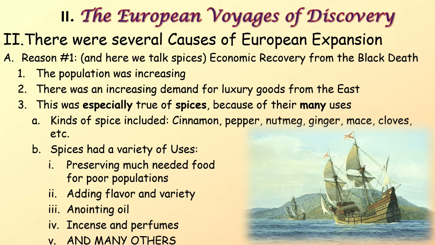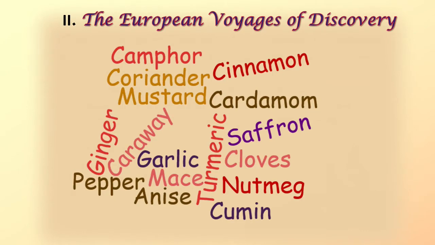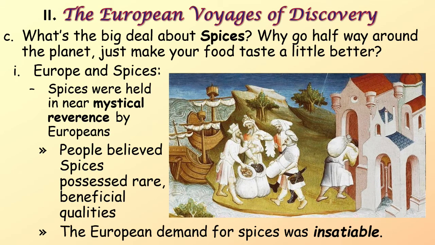Spices had a wide variety of uses. Preserving much needed food for poor populations was one. Adding flavor and variety, anointing oil, incense and perfumes, and many, many others. Look at that. It's a spice cloud with camphor and coriander and mustard and cardamom and cinnamon, saffron, cloves, nutmeg, cumin, all kinds of stuff. Ooh, anise if you like licorice. I don't.